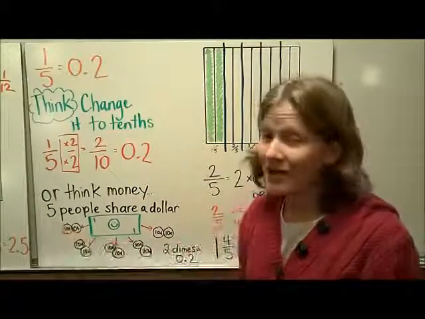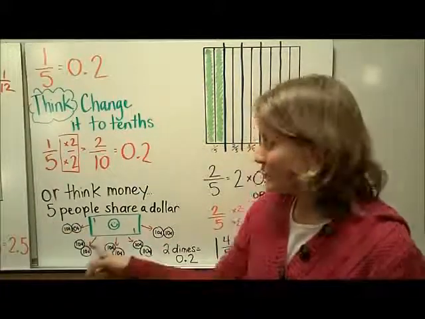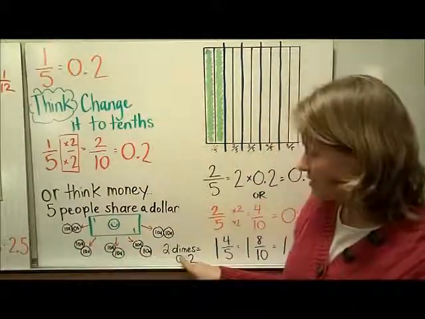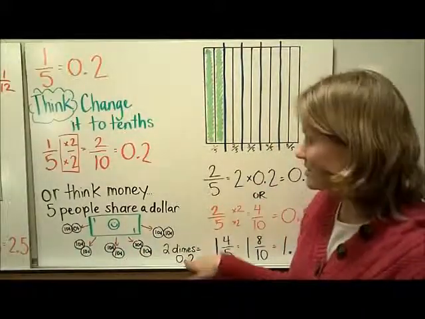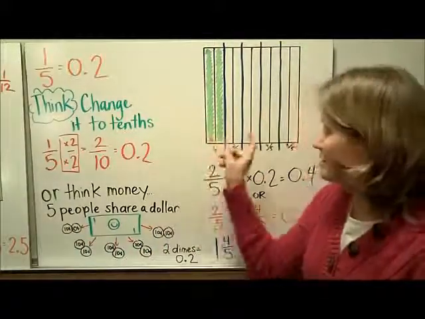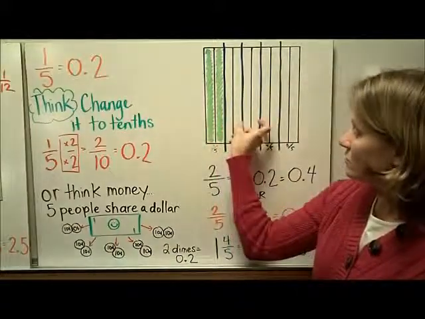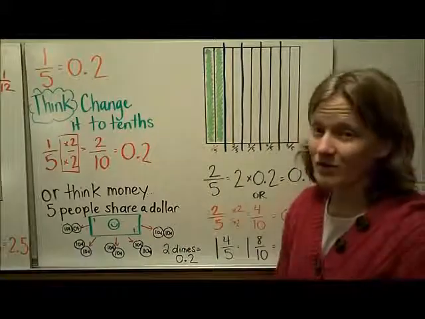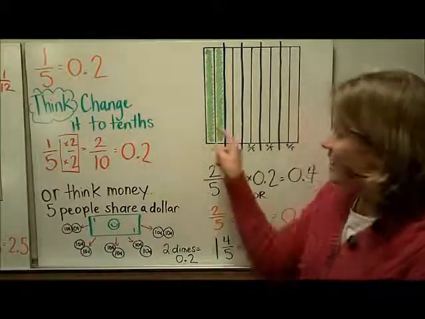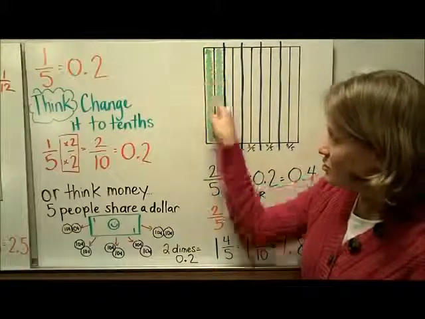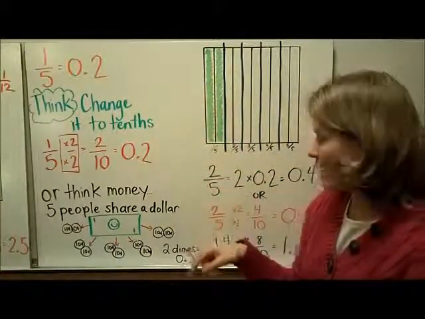You can also think about it like money, though. If you think about 5 people sharing $1, each person would get 2 dimes, which is equal to 20 cents or 2/10. Here in the flat, we can see that the flat has been divided into 5 pieces, 1, 2, 3, 4, 5, to represent fifths, and then one of those fifths is equivalent to 2/10 or 2 rods.